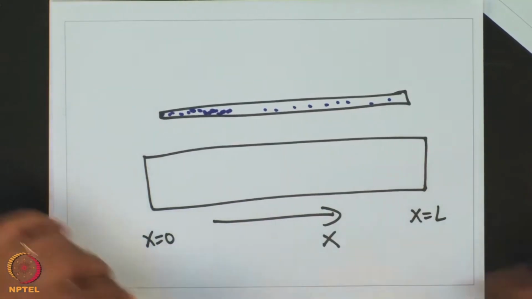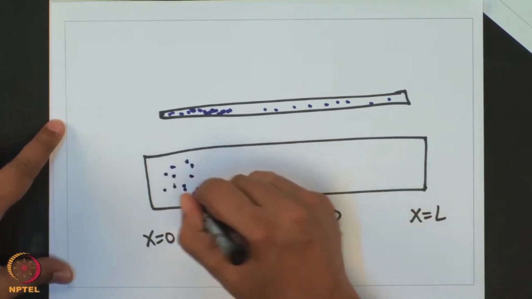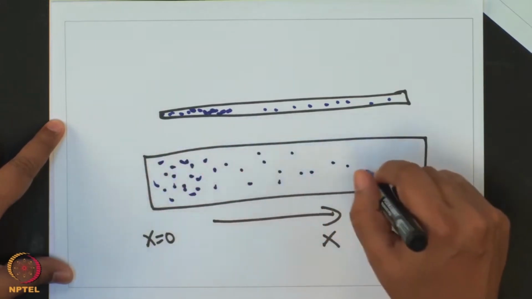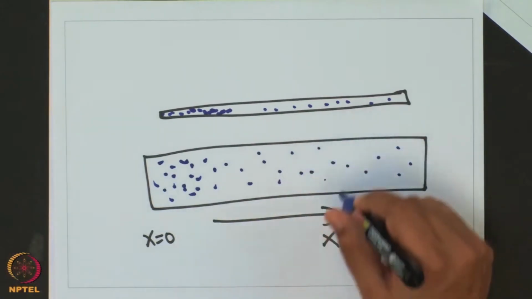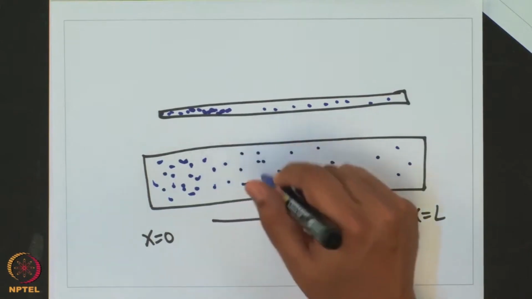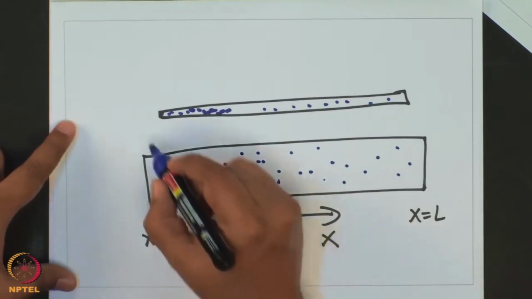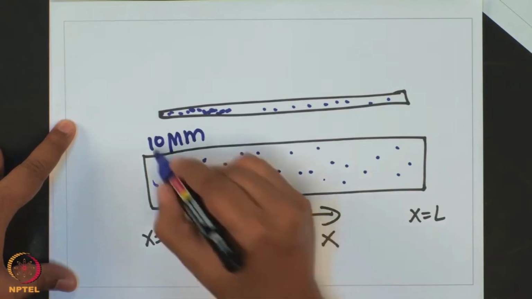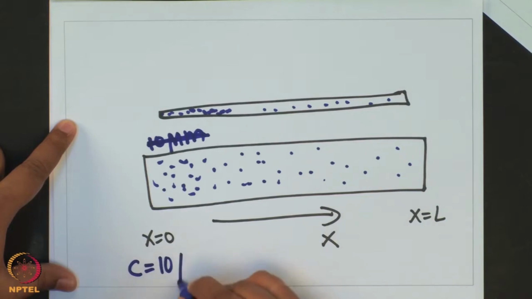Now if you think of concentration of a particular protein in this kind of a cell, let us assume that there is large concentration here, and as we go along, there is less and less concentration. So imagine a concentration like this. High concentration here, so let us say the concentration here is 10 micromolar.